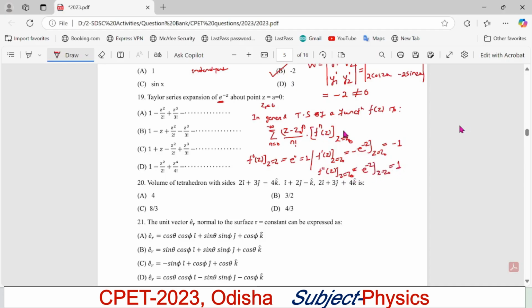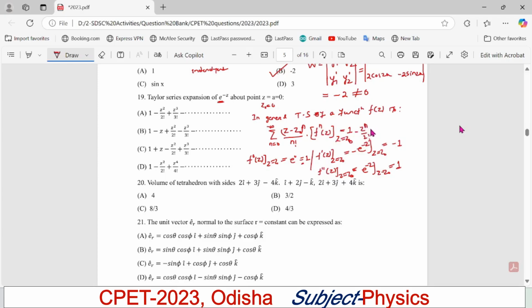Now consider the summation. Here z0 is given as 0. The first term will be (z minus z0) to the power 0, which is 1, and 0 factorial is 1, and f0 at z0 is equal to 1. So this value will be 1. The second term: z0 is 0, so z to the power 1 by 1 factorial, then f dash at z equal to z0, which is minus 1. So this will be minus z to the power 1 by 1 factorial.